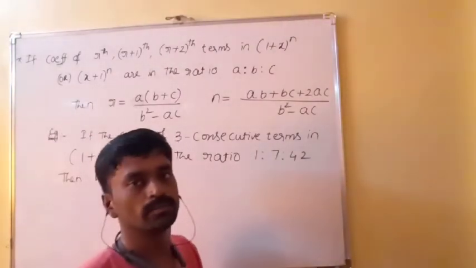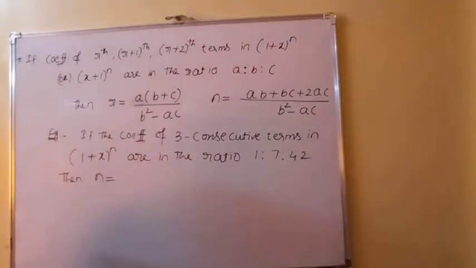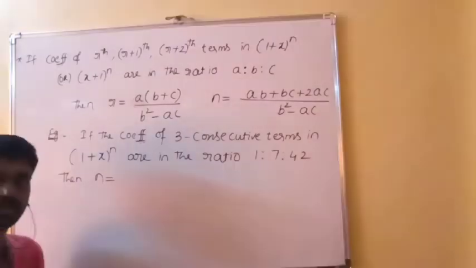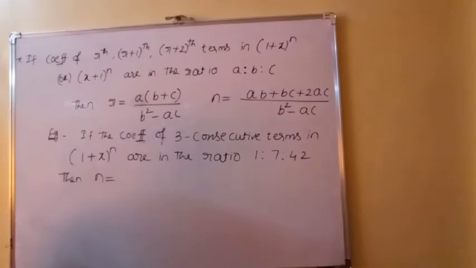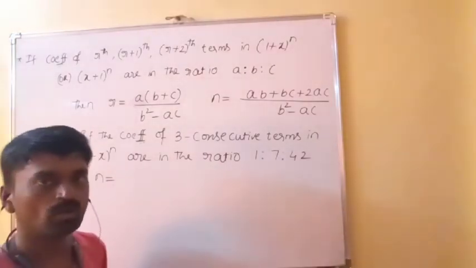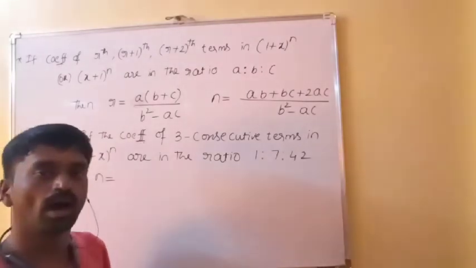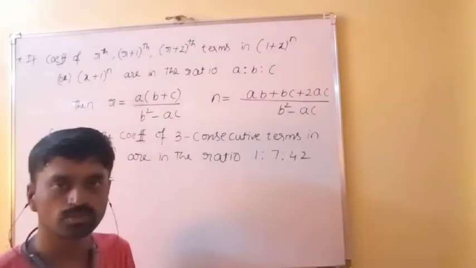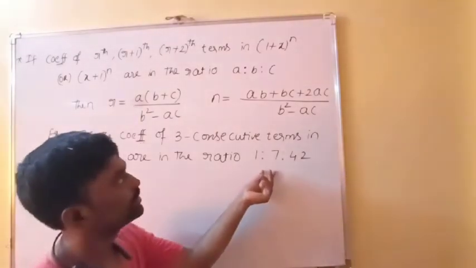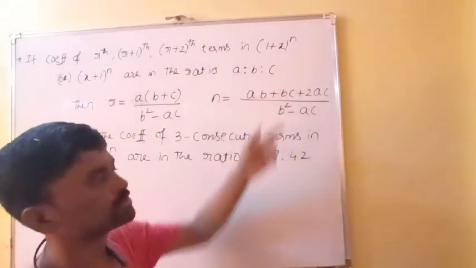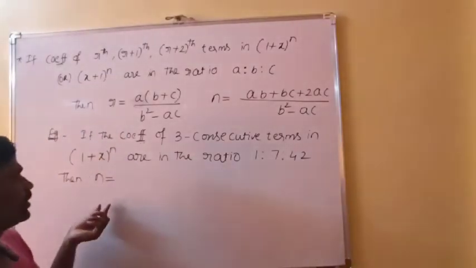So look at the example. If the coefficients of 3 consecutive terms in the expansion of (1 + x)^n are in the ratio 1:7:42, then what is the n value? The coefficients of 3 consecutive terms means you consider the coefficients of the rth term, (r+1)th term, and (r+2)th term. Then this ratio you have to compare with A:B:C.